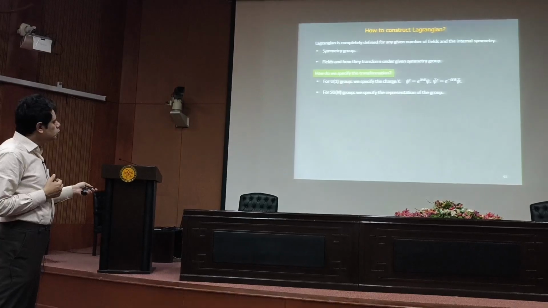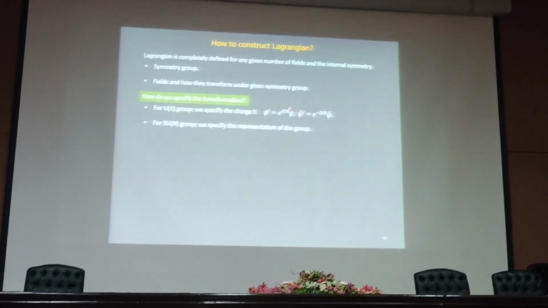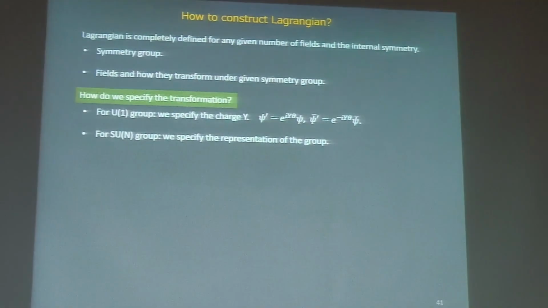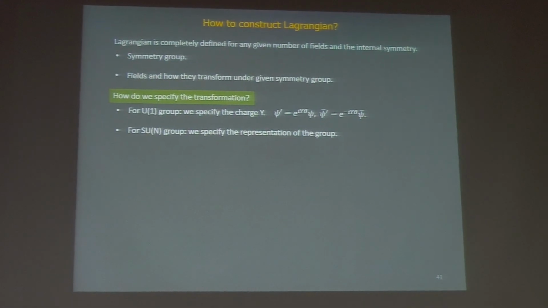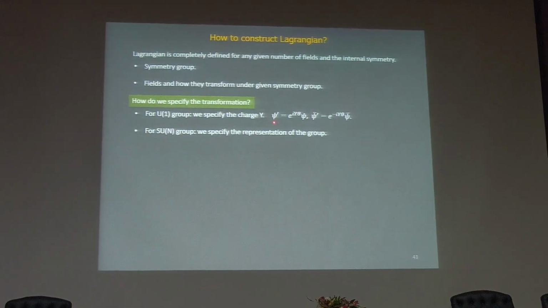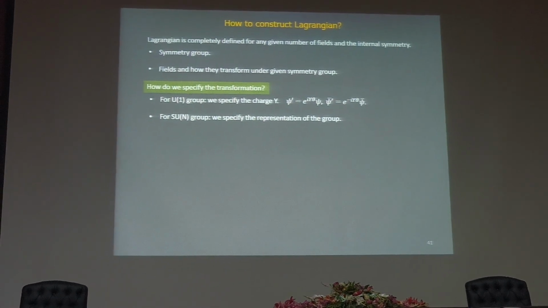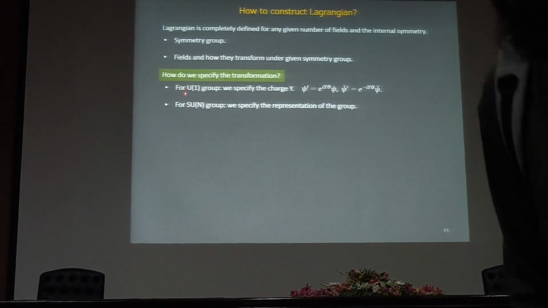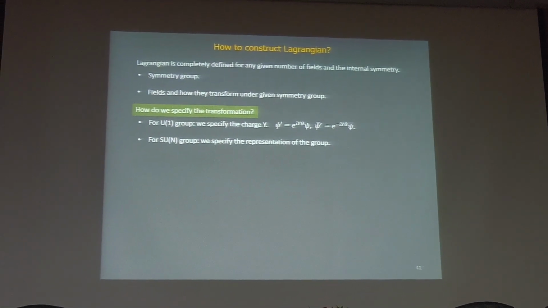If your group is U1 group, obviously the transformation is this one, where this constant Y is called hypercharge, which we can choose its value arbitrarily. So what we typically do, rather than defining this transformation completely, we just specify the value of this Y charge, and then you can write your transformation yourself. So that's how you specify the transformation of a field if your group is U1 group.